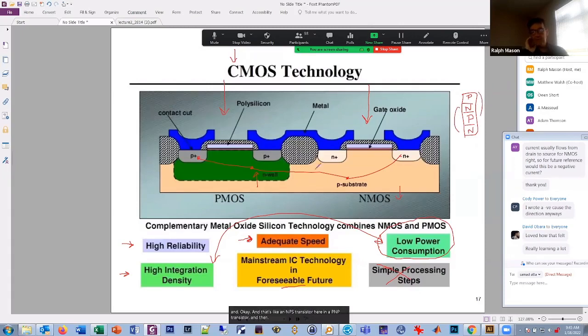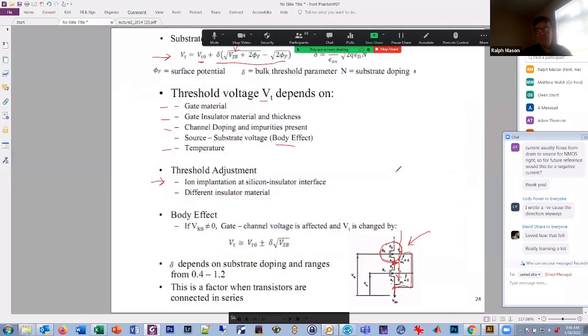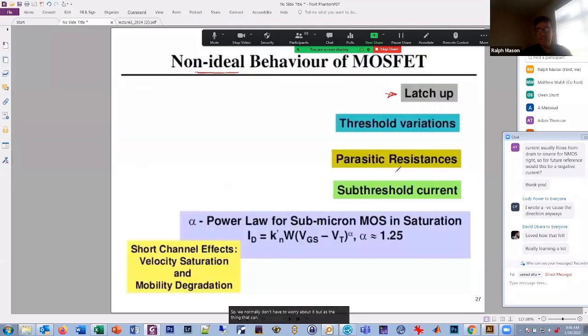And that's like an NPN transistor here and a PNP transistor. And then just under the right conditions, you can make them both turn on, and you can have current that goes from this node to this node. And normally this node is ground. That's the source of the NMOS. And this node is VDD, which is the power supply. And if those short circuit to each other, you get a whole bunch of current going through them. In that situation, it's kind of destructive. It can actually blow up the chip. So we normally don't have to worry about it, but it's a thing that can exist. So that's called latchup.